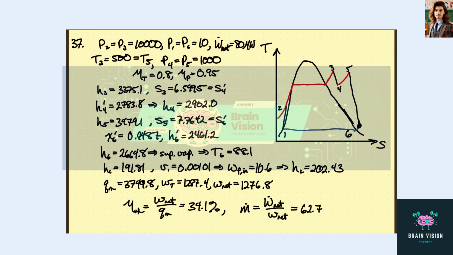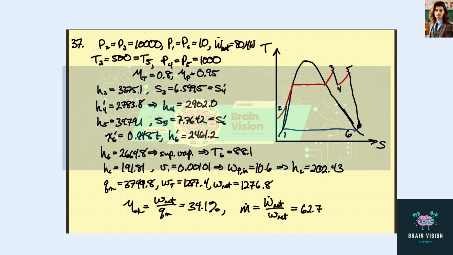Now we have the enthalpy at all of our points. The heat transfer in is the enthalpy here minus the enthalpy here, plus the enthalpy here minus the enthalpy here. The work in the turbine we can figure out by looking at the enthalpy here minus here, plus the enthalpy here minus here. That would be the output work of the turbine, which is about 2,300 kilojoules per kilogram.